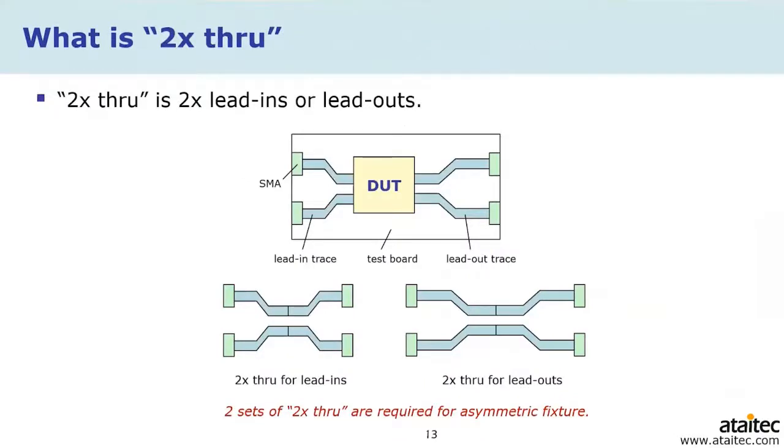So let's talk about the test coupon. It can be in many different forms. 2x through is typically used. 2x through is 2 times the lead-ins or 2 times the lead-outs. It's not just to short the DUT, so that the left side is connected to the right side. In case the left side and the right side, or the lead-ins and lead-outs, are different, then we want to prepare 2 sets of 2x throughs, one for the left side, one for the right side. But basically 2x through means 2 times the lead-ins or 2 times the lead-outs.